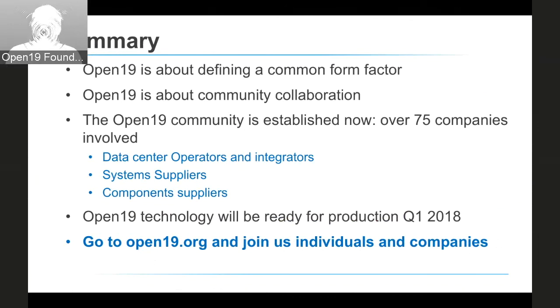The community is over 75 companies which are involved. Only 30 of them joined the foundation, but we hope the 75 will join the foundation in the near future. It's a group of data center operators and integrators, system suppliers and component suppliers. This group is the group that's building the future. This is the group that's building the data centers and the edge of the future, and this group will actually take us forward. Open19 technology is ready for production, like I said, this quarter, so you can start thinking about doing proof of concept.